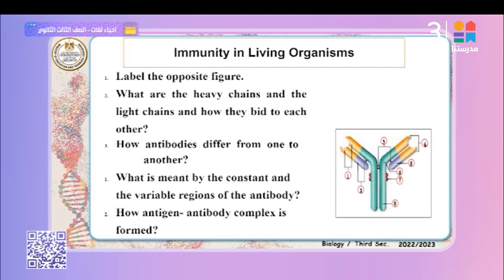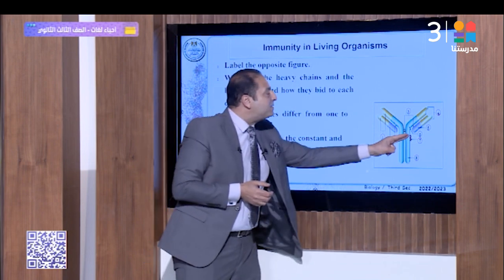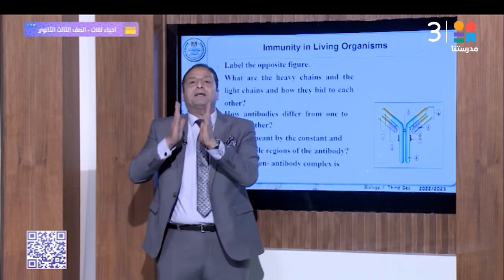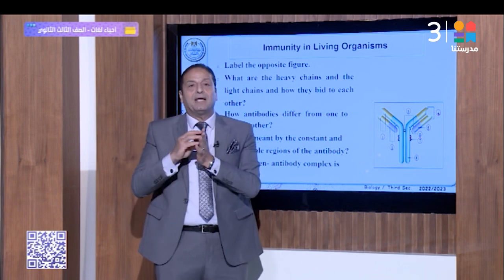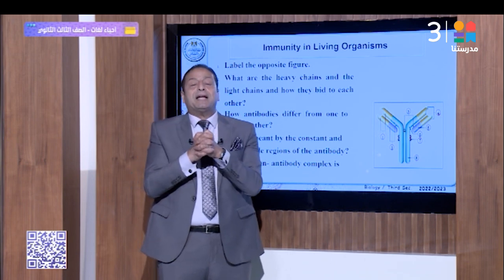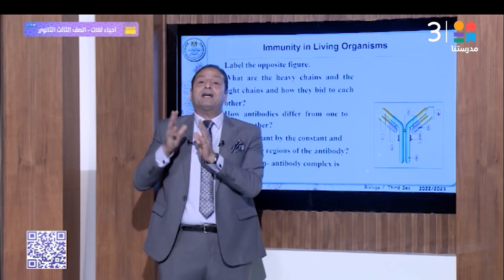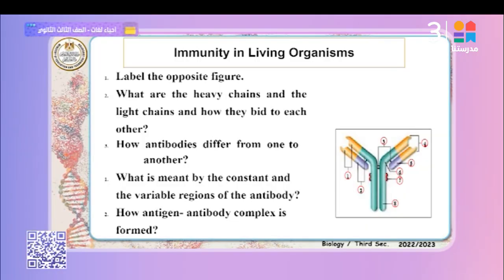This is called the constant region. Then the hinge region, with a disulfide bond, which opens and closes. Then the complement binding site. Each antibody has a specific type of antigen, and after the antibody binds with the antigen, the complement binds through the complement binding site. That's right.